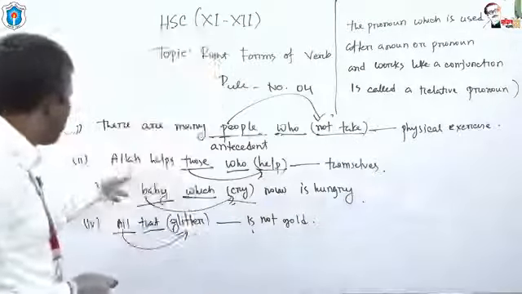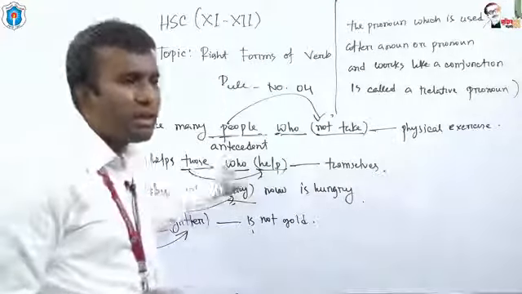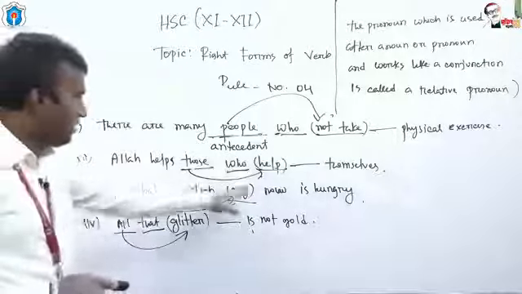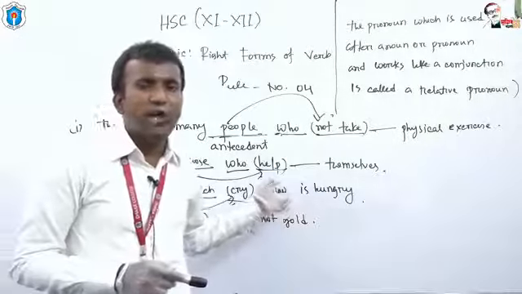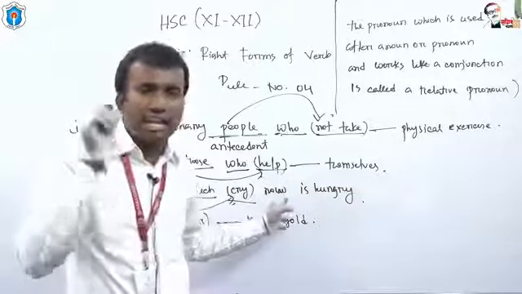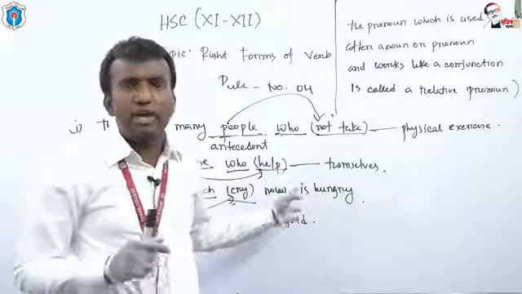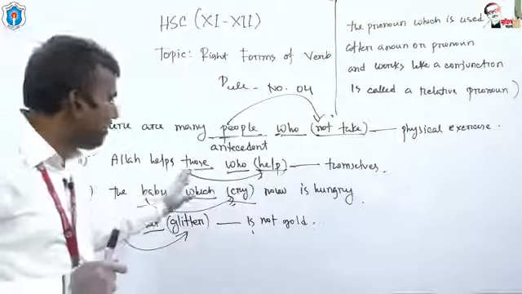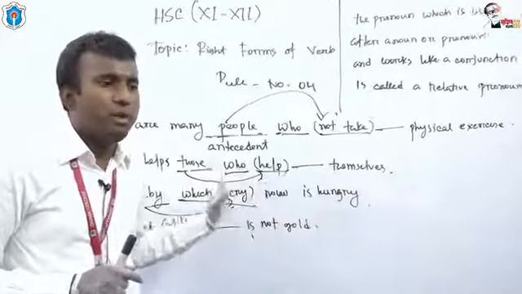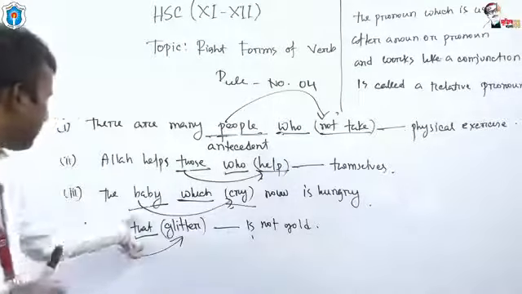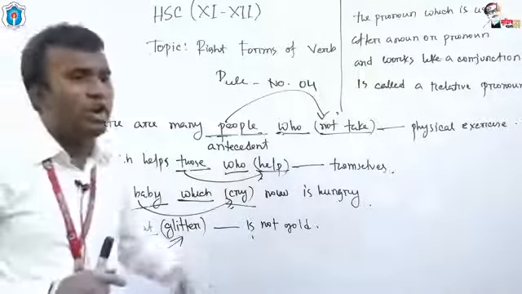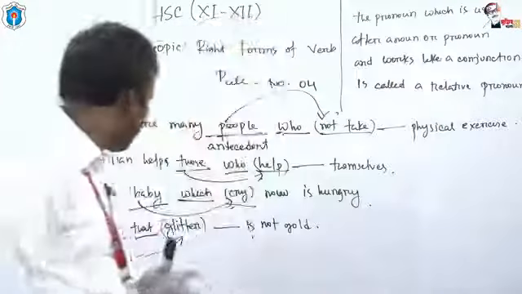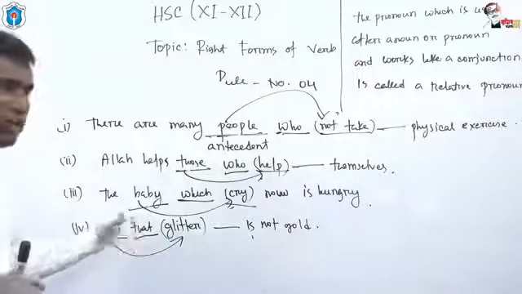The second example, Allah helps those who help themselves. The third example, here an adverb now has been used. If you get any adverb like now, you have to use present continuous tense. The answer is the baby which is crying. And the fourth example is all that glitter or glitters, my dear students.